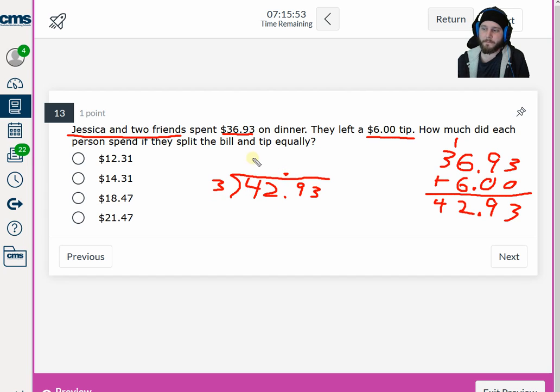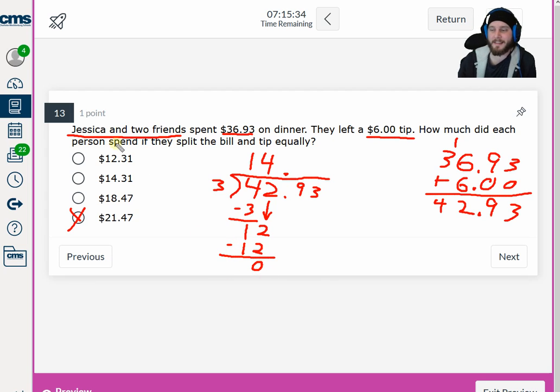3 goes into 4 only one time. You can cross this answer out already. 1 times 3 gives me 3. We'll subtract that. Carry down my 2. 3 goes into 12. That's going to be 4 times. 4 times 3 gives me 12. And same as the last problem, you're already done. There's only one answer choice that has $14.